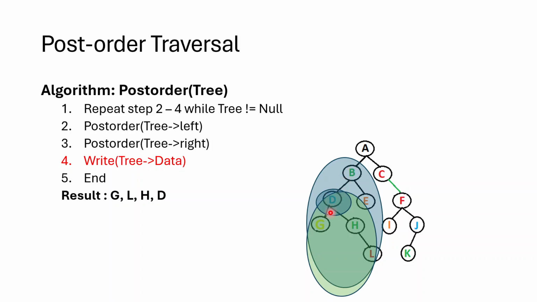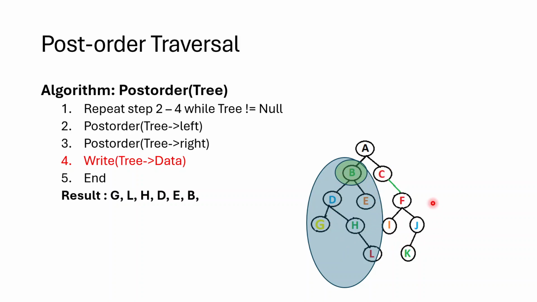So the left side of B is completed. Once the left side of B is completed, then the right side of B, that's E. Does E have a left child? No. Does E have a right child? No. Then root E. E comes in the output. So B's left child is over, B's right child is over. Only the root node is left. That's B. And then the left child of A is fully completed.